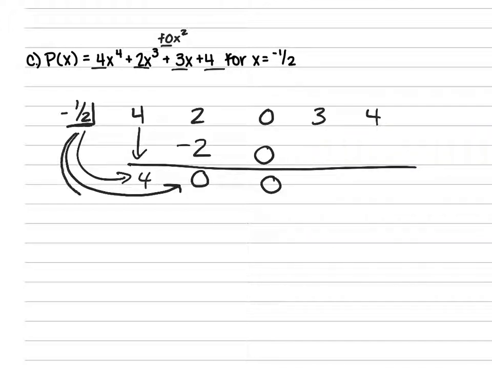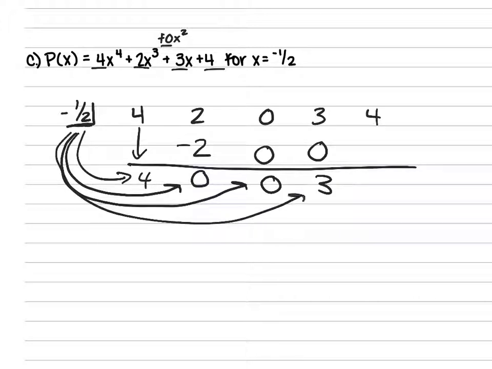Well, this is a difficult one then. Negative 1/2 times 0 is 0. 3 plus 0 is 3. This is maybe the only one that takes a little thought. Negative 1/2 times 3 becomes negative 3/2.